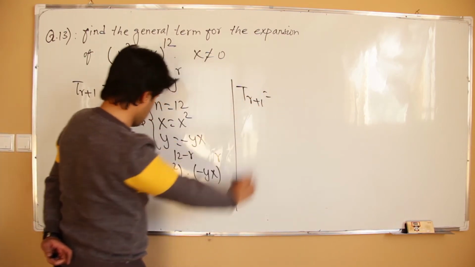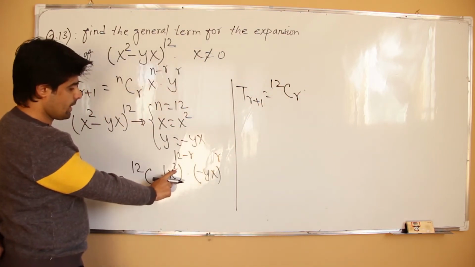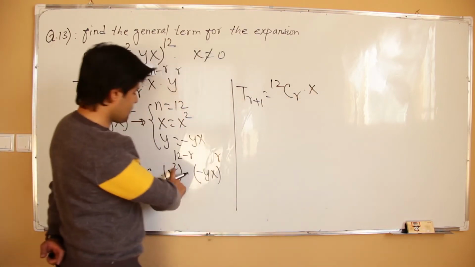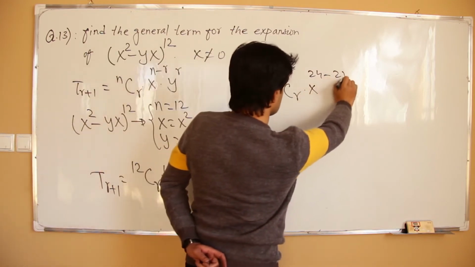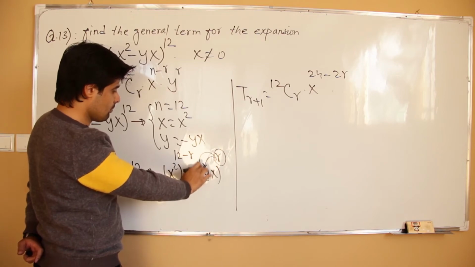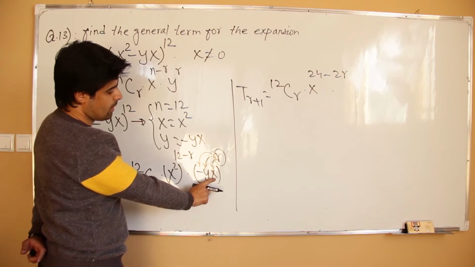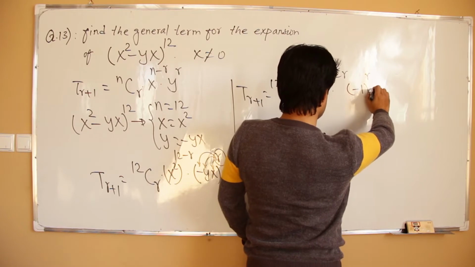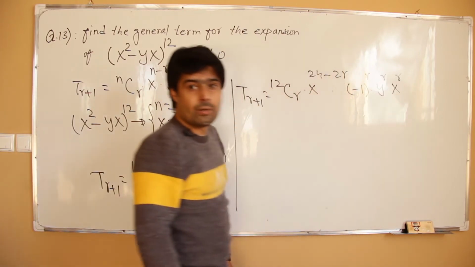T(r+1) is equal to 12Cr times x, this 2 is multiplied with the power of x, 2 times 12 is 24, minus 2r, times this r belongs to minus, belongs to y, and then belongs to x. I mean minus 1 raised to the power r, and y raised to the power r, x raised to the power r. Am I right?